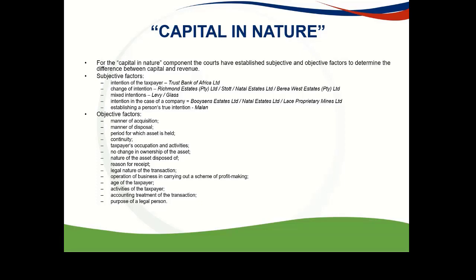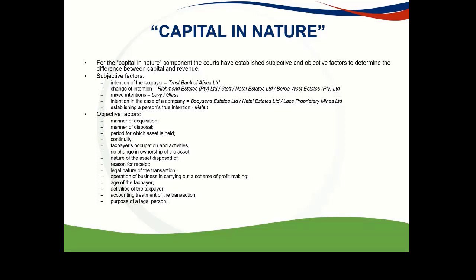So you must go have a look at all these cases and at least read through them and remember what the principles are that were established in those cases. Then, if the subjective factors do not indicate whether it's capital or revenue, they will also be looked at objective factors. And here's a whole list of them.